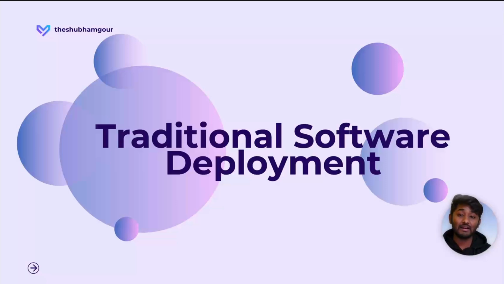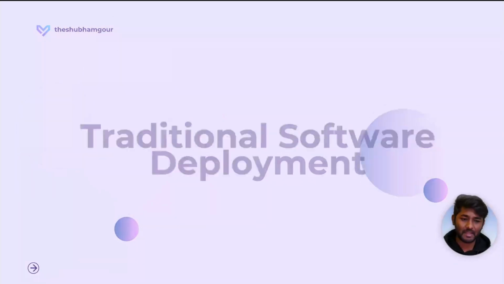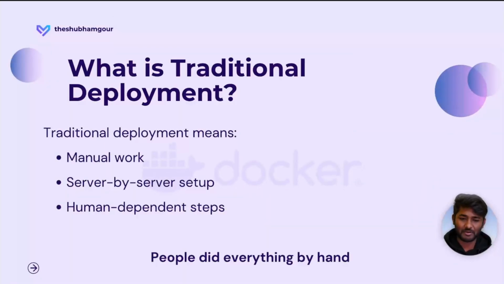Now, let us discuss two more things: traditional deployment and modern deployment, right? Let us first discuss traditional software deployment. What is traditional software deployment? Traditional deployment means manual work, server by server setup, human dependent issues, meaning people do everything by their own hand. If that person resigns or is on leave, then you will have to wait for the next day. So every step is manual, and that's the pain point why people switched from traditional deployment to modern deployment.